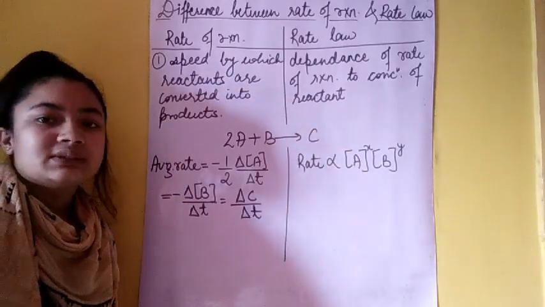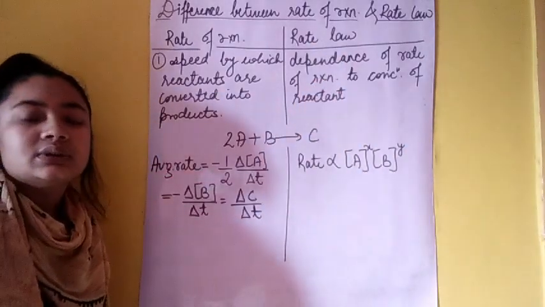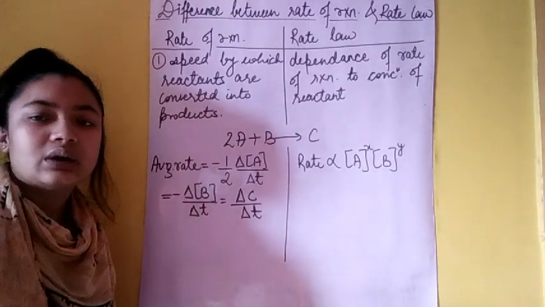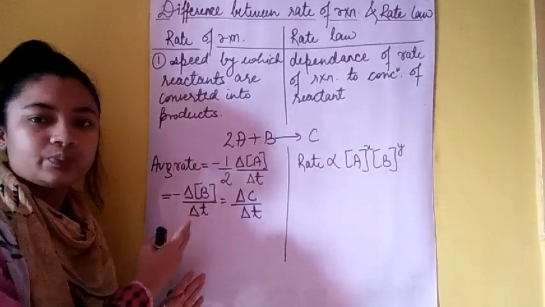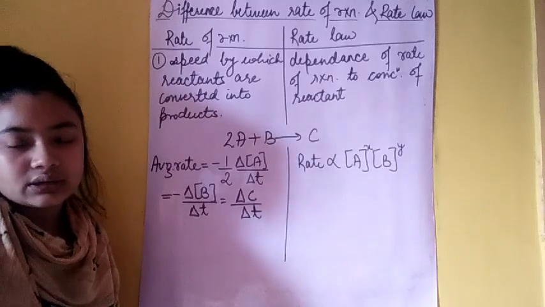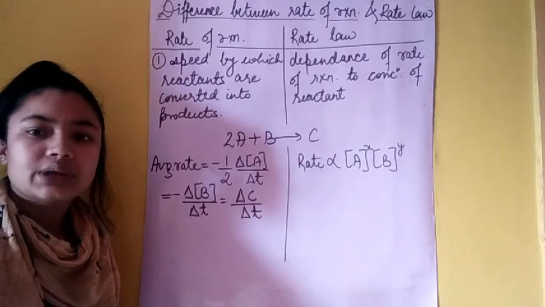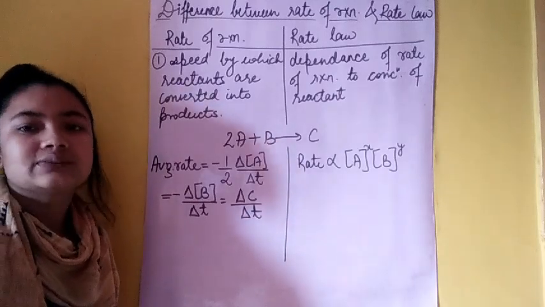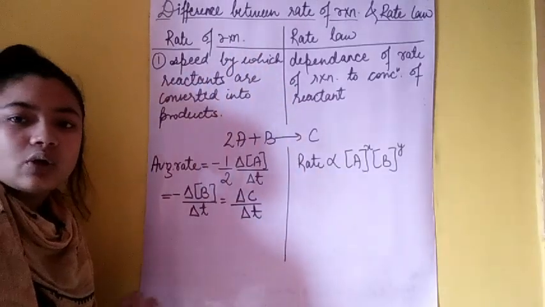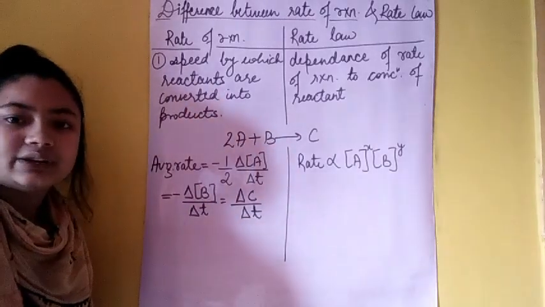Good morning, students. In the previous lecture, we covered the rate law expression, the rate expression, and the rate of reaction. What is the difference between these two? The rate of reaction tells us the appearance of a product or disappearance of a reactant over a period of time, that is, how much reactant is consumed and how much product is formed. Or we can say it is the speed at which the reactant is converted into product. This is the rate of reaction.